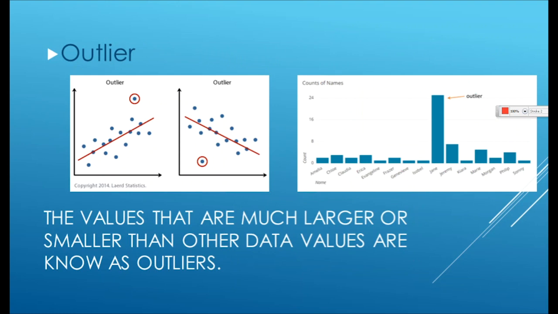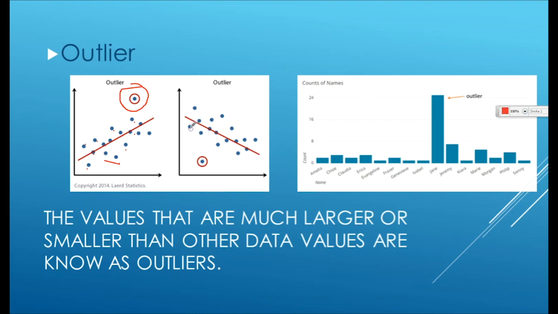Outliers. What are outliers? These are the values that are much larger or smaller than other data values. Math words aren't too complex. These are the numbers that lie outside, so they call them outliers. Look at this chart on the left. You have all this information scattered along this dot plot, and then all of a sudden you have this one all the way out there by itself. That would be the outlier.